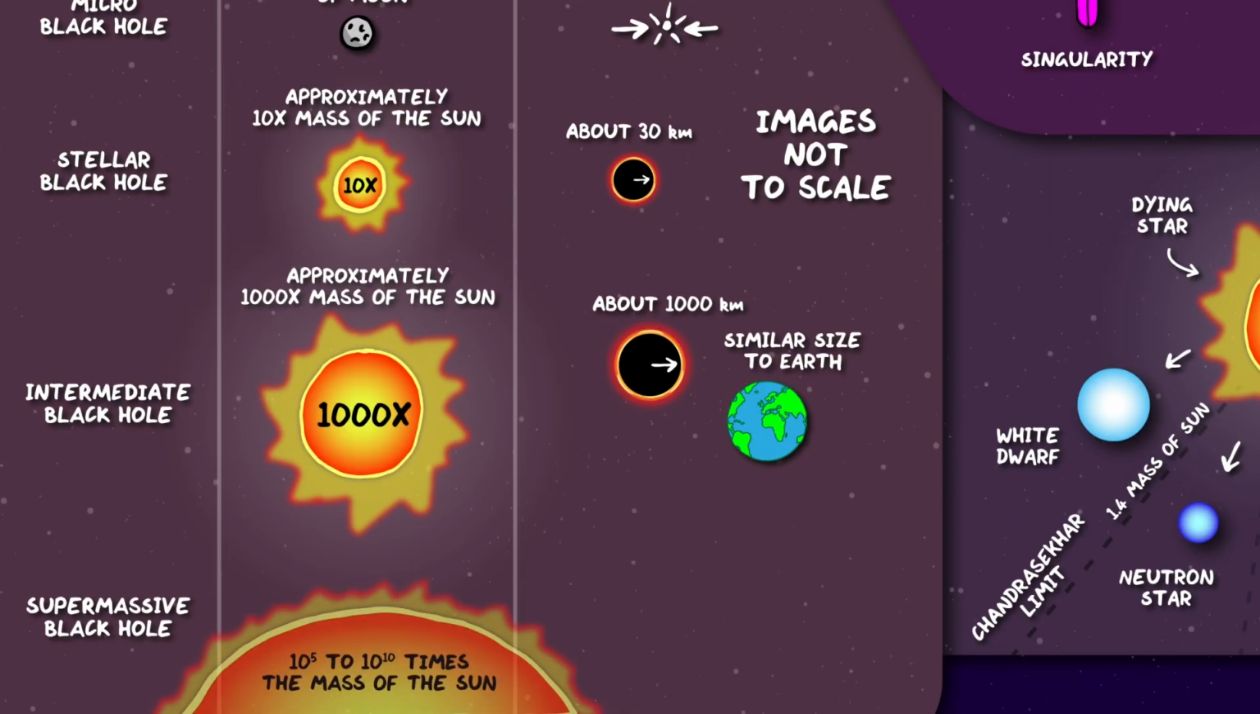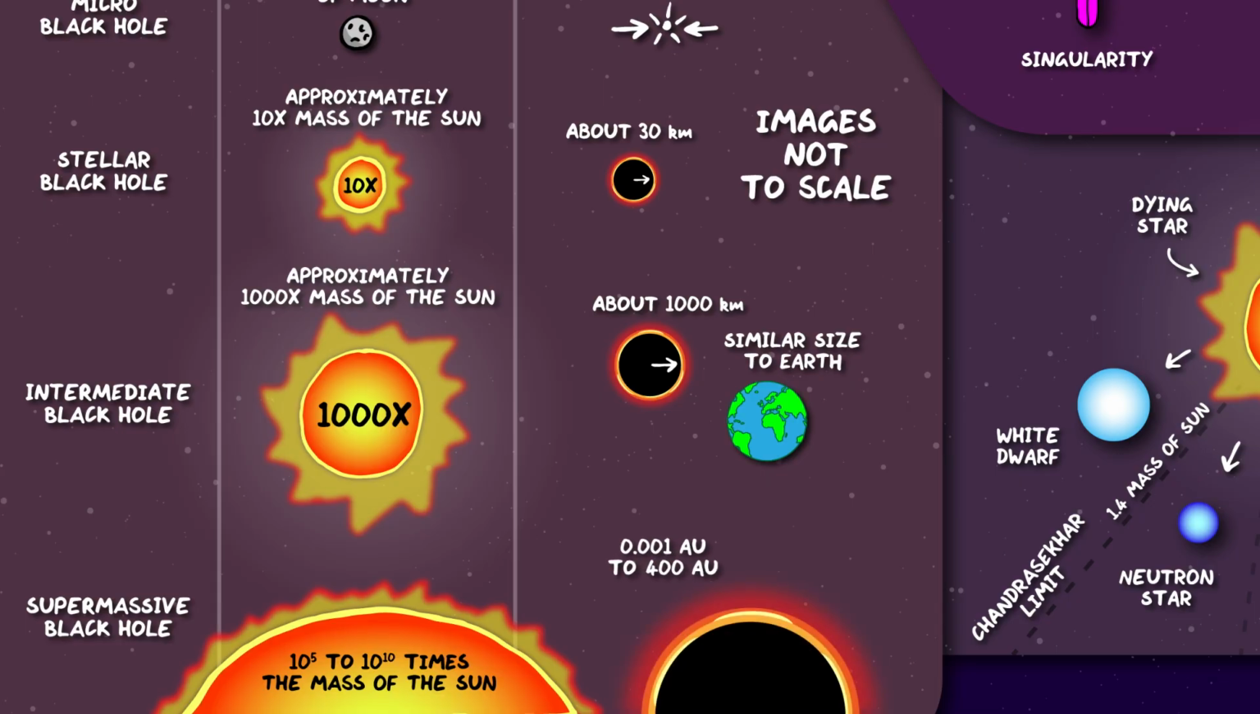Supermassive black holes have masses from 100,000 times the mass of the Sun to tens of billions of solar masses, and they're so big they get as big as 400 astronomical units. For context, 1 astronomical unit is the distance from the Earth to the Sun, and so 400 astronomical units is about 10 times the orbit of Pluto. It's insane to imagine a black hole that big.